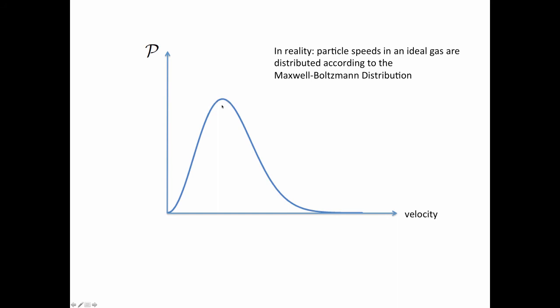Now, it turns out that the ideal gas equation that we derived doesn't change even though we've made the wrong assumption here. But there are some things that do change when we actually use the correct distribution.